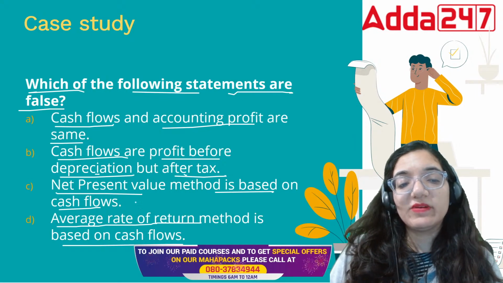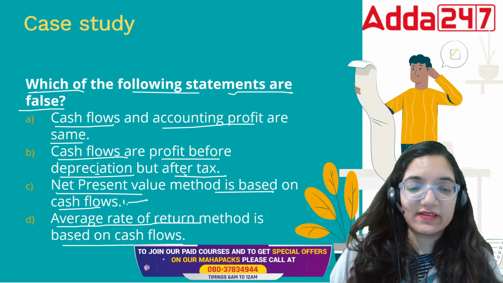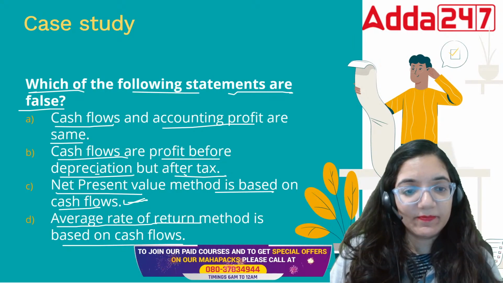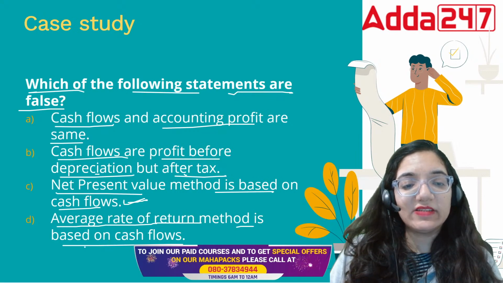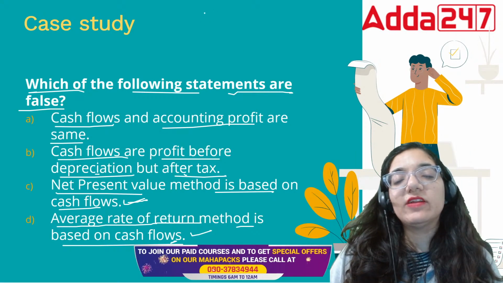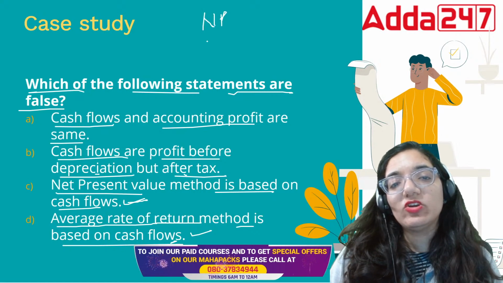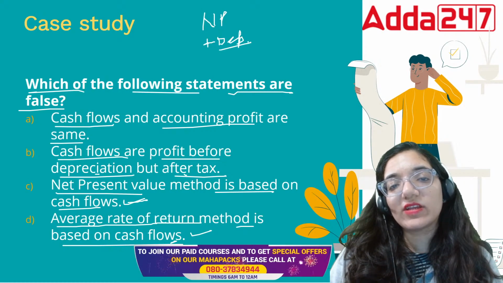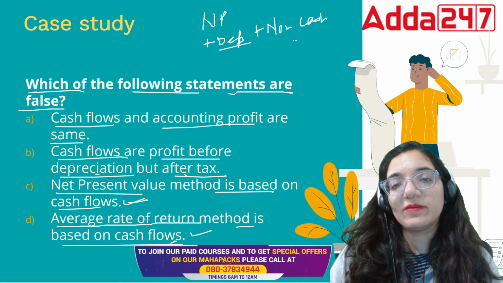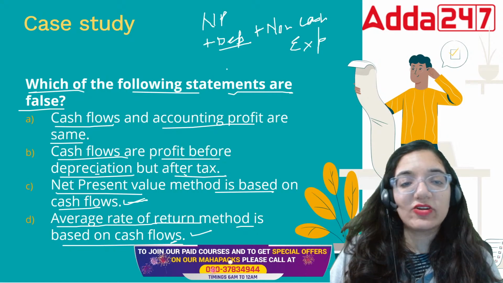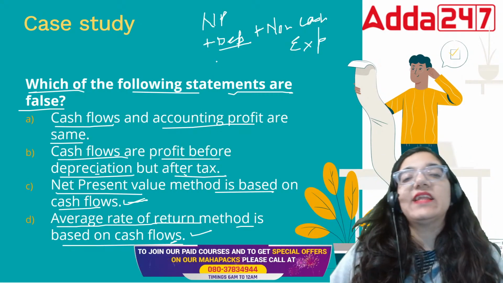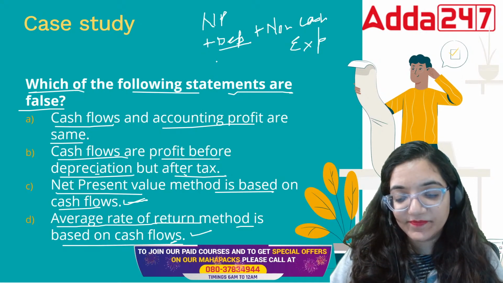Net present value method is based upon cash flows. Such as this one's correct in any case. NPV is based upon the cash that we receive. Average rate of return method is based upon the cash flows. It is based upon that. But you know, whatever your net profit would be, you will add back depreciation because it's a non-cash expense. You will add back all the non-cash expenses. What you will get is your cash profit. That is your cash flows. So everything is done as per the cash flows.